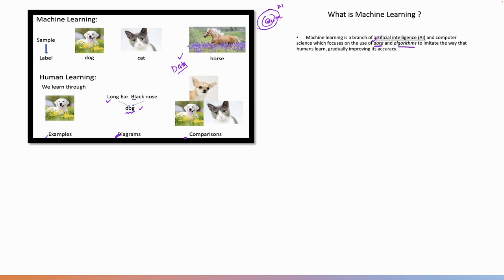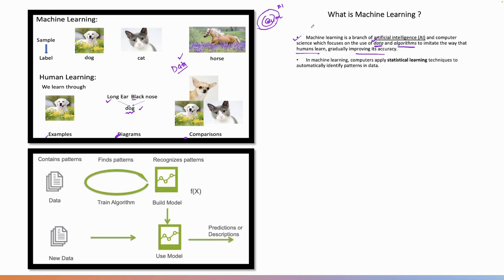Now machine learning is helping a machine to imitate or mimic the way that humans learn, gradually improving its accuracy, right? Perfect. As I told you, how would a baby or how would a human learn? You would look at examples and you will gradually improve your accuracy, right? So when you look at different examples, when you do comparisons, then you would be able to make out that yes, it is a cat, it is a dog, or a horse.